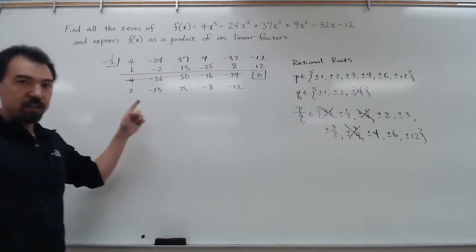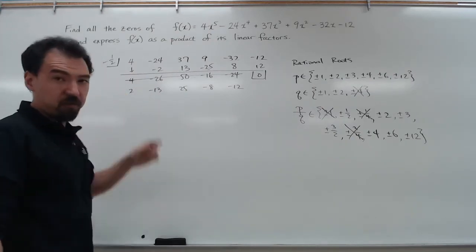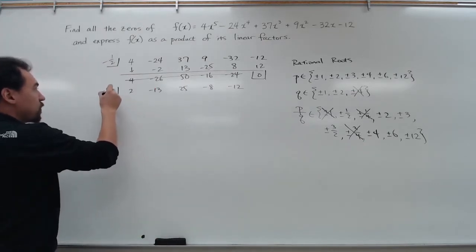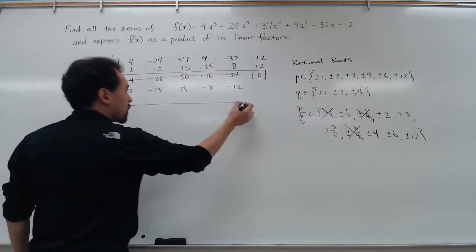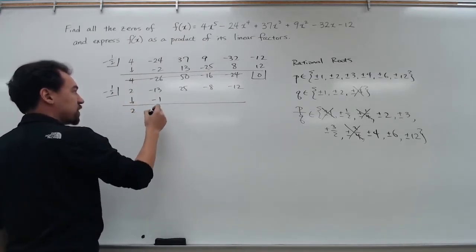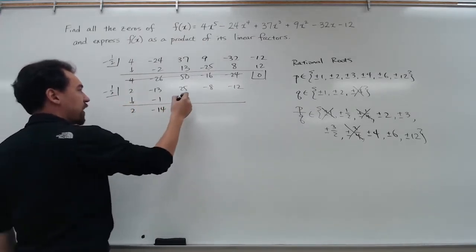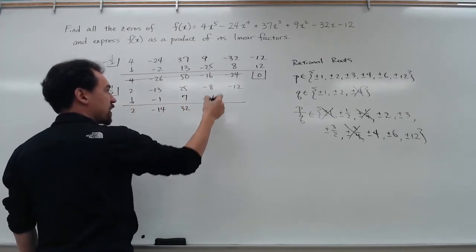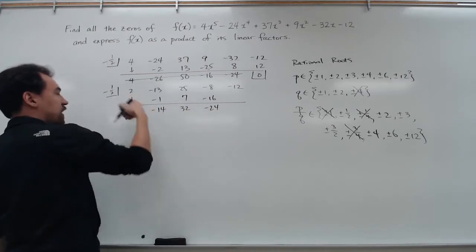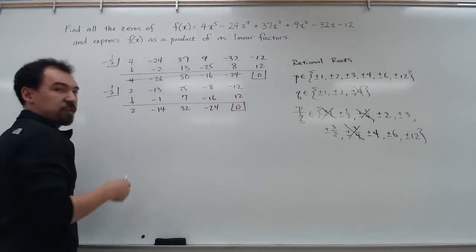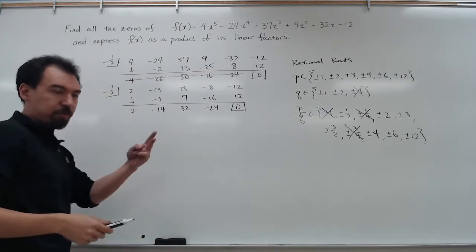Before I go on, I should try negative 1/2 one more time just to check, right? Because you can have a 0 with multiplicity 2 or higher. So here comes. 2 times negative 1/2 is negative 1. Add them up. Times negative 1/2 is 7. Add them up. Times negative 1/2 is negative 16. Add them together. Times negative 1/2 is, it worked again. So I have the 0 with a multiplicity of 2 currently.